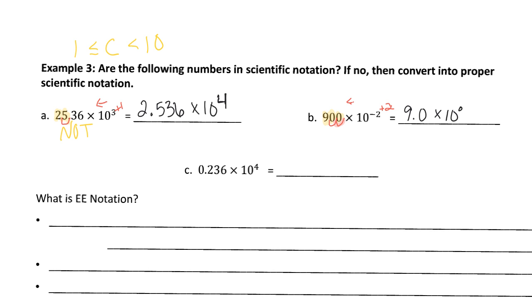One more. So, oh, don't forget to write not there. Is 0.236 between 1 and 10? No. And in this case, we're moving it to the right, so that means we have to subtract 1. So now it's 2.36 times 10 to the third.